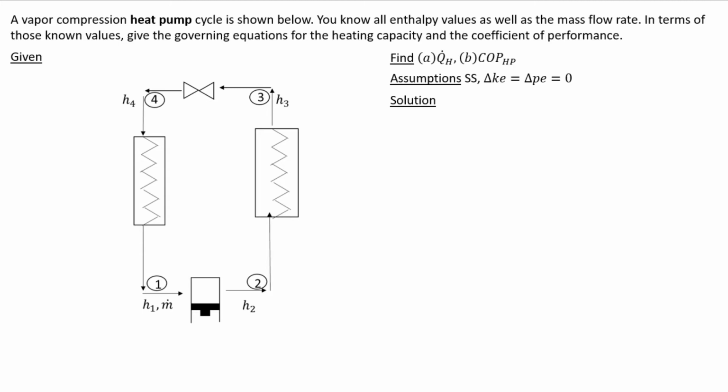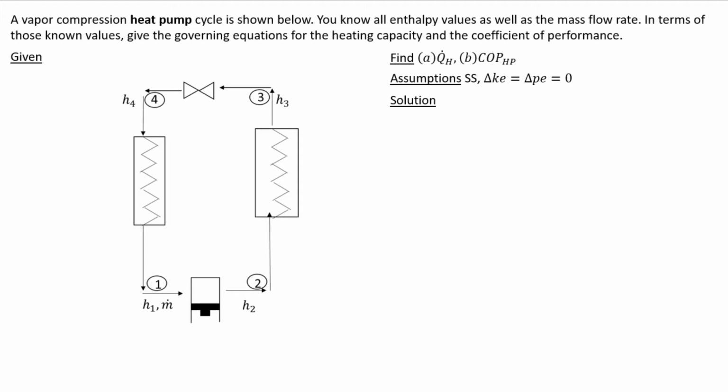I'm going to need to make the assumptions that this thing is operating at steady state and kinetic and potential energy changes are negligible, and that way when I apply my conservation of energy to each of those components, the compressor, the evaporator, the condenser, and the throttling device, I'll only have things in terms of delta H's. So the first thing I need to do is orient myself as to what's going on in this cycle.